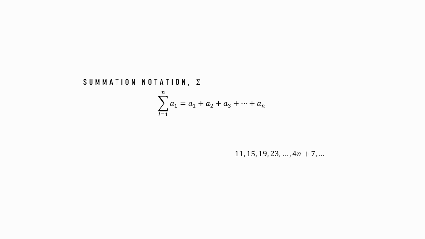For example, yung sequence na 11, 15, 19, 23 and so on. Makikita natin na pwede nating makuha yung term sa sequence gamit yung equation na 4n plus 7. Therefore, pwede nating gawin na yung series or summation ng 4n plus 7 from n equal to 1 to 100.